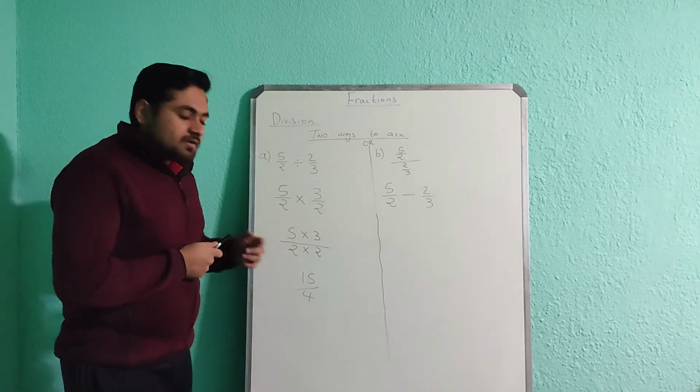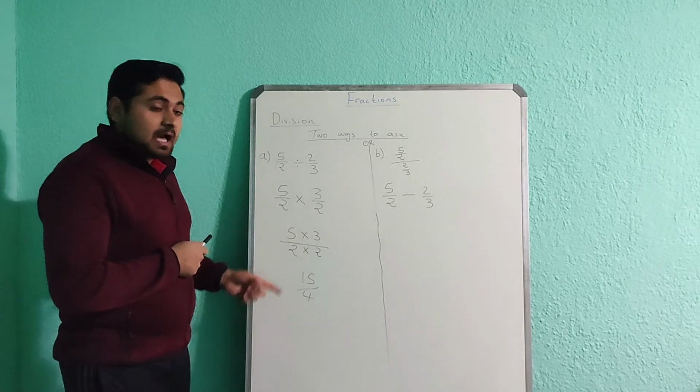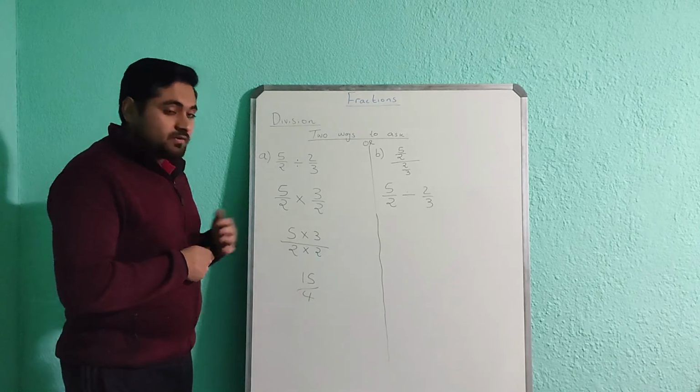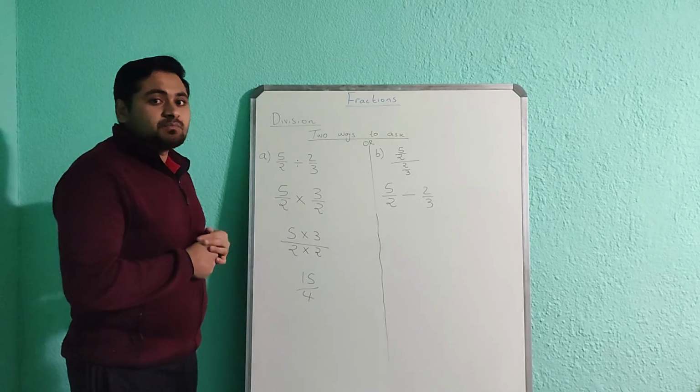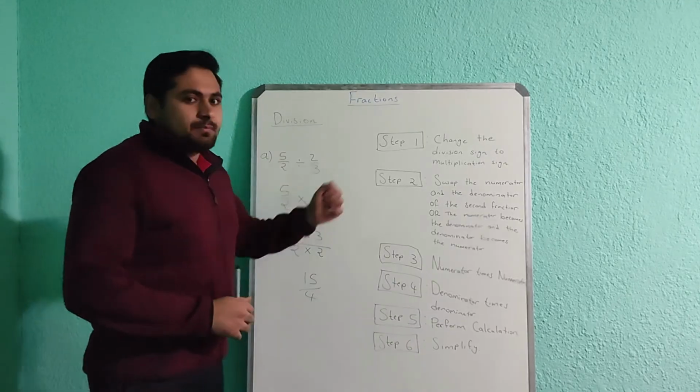Therefore, the answer is 15 over 4. So let's look into it step by step and see how we go from division to multiplication to simplifying further. Okay, so let's distribute it into different steps. Now let's look at this example step by step.